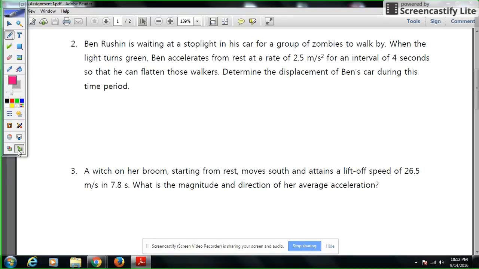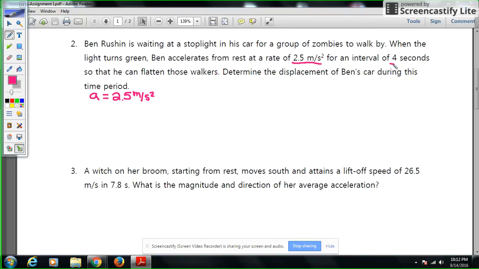All right, so I like to read the problem once just to kind of figure out what's going on, and then I go through and start underlining what I need. So I noticed that he accelerated at a rate of 2.5 meters per second squared. I know that this is an acceleration because its units are meters per second squared. You need to realize anytime you see meters per second squared, that is automatically an acceleration.